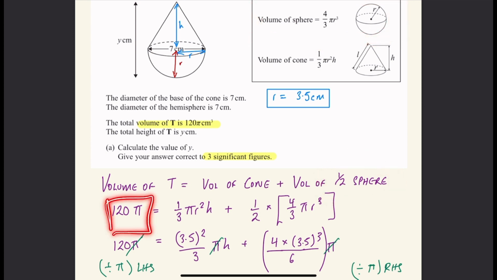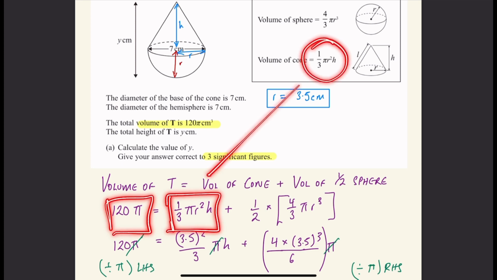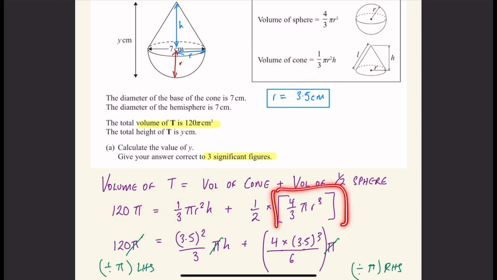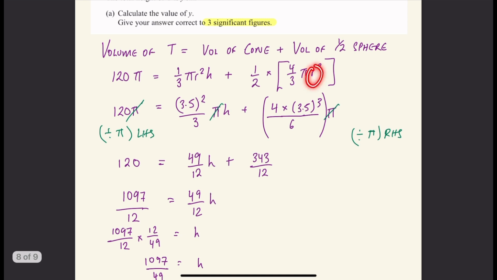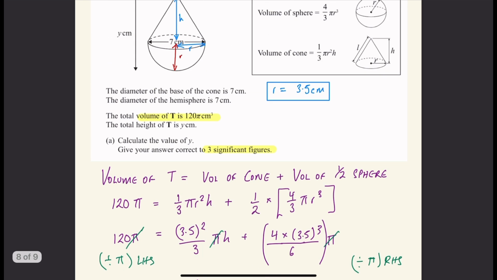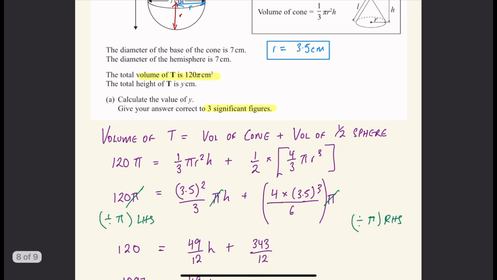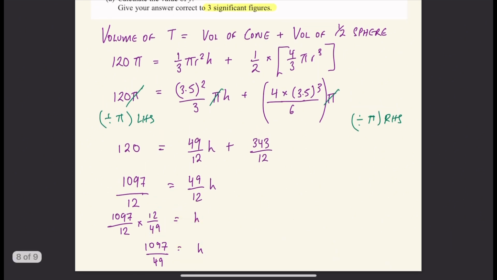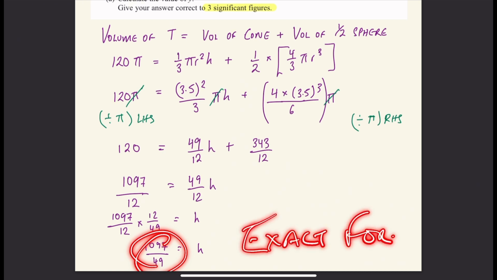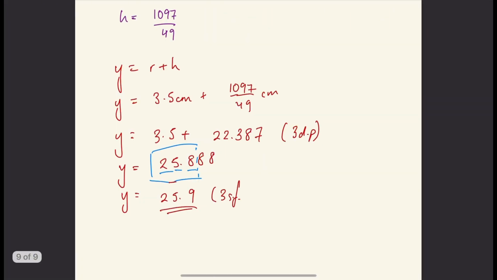A lot of students can get tricked by just putting the whole formula. So the formula is 120 pi equals 1/3 pi r squared h, that's from here, plus half of 4/3 pi r cubed, that's from here. Okay, so you plug in the values that r is equal to 3.5 because that's half of the diameter. Diameter is 7 given in the question. So plug in r is 3.5 and simplify down until you find h. You find h to be that value. Now I always say leave your value in exact form as long as you can, and then at the end you put it to three significant figures.